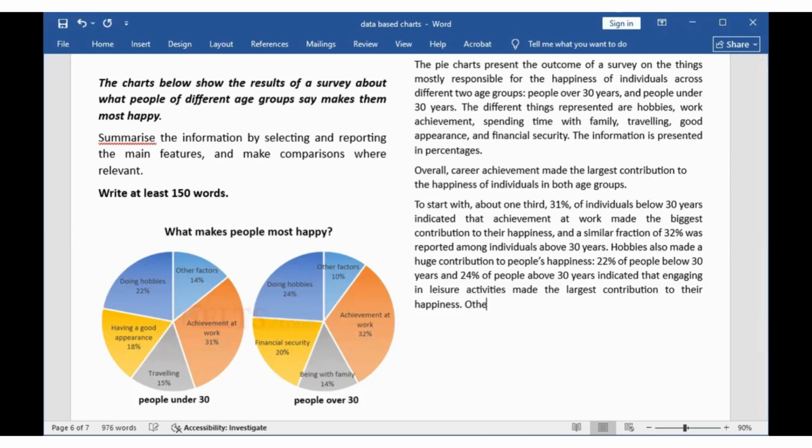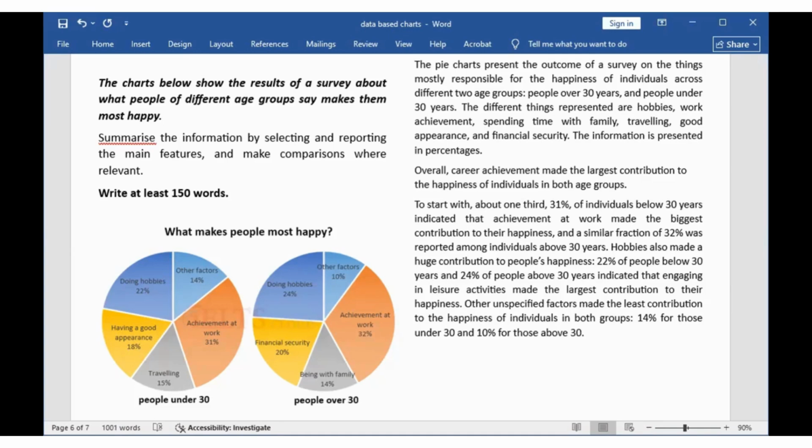Other unspecified factors made the least contribution to the happiness of individuals in both groups. 14% for those under 30, and what? 10% for those above 30.